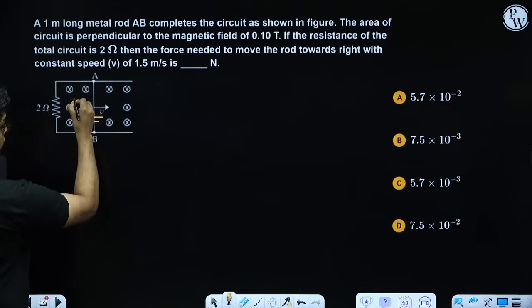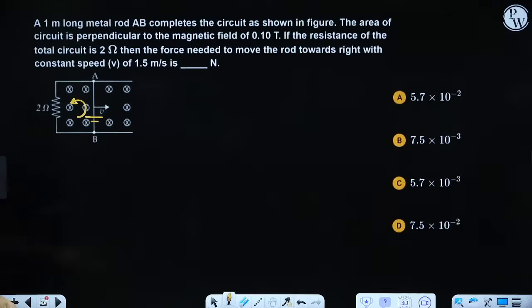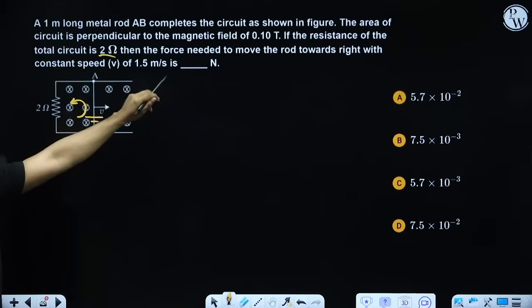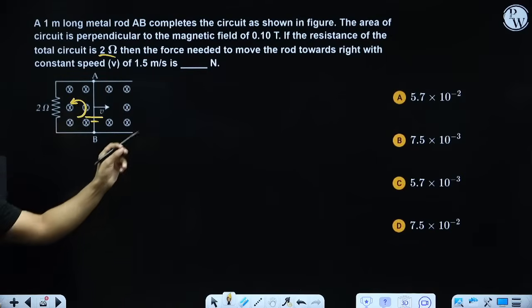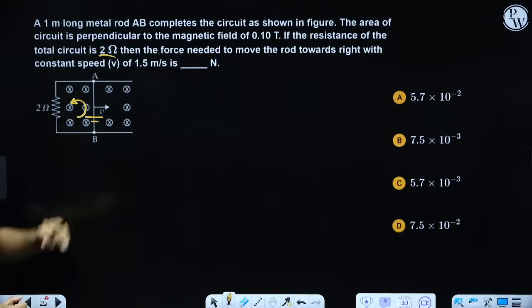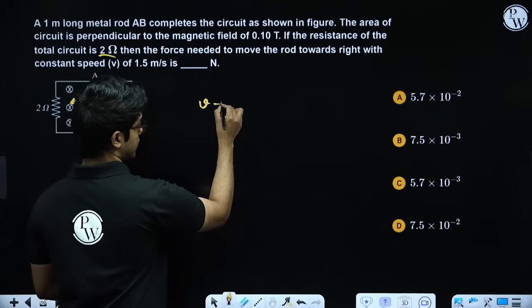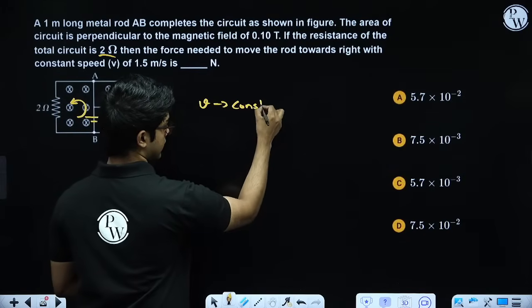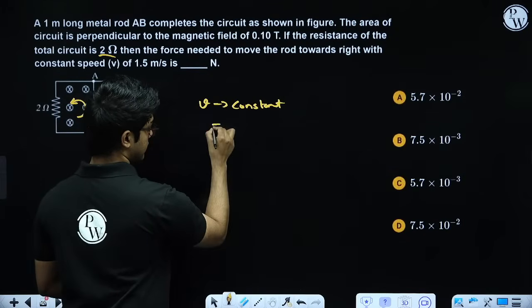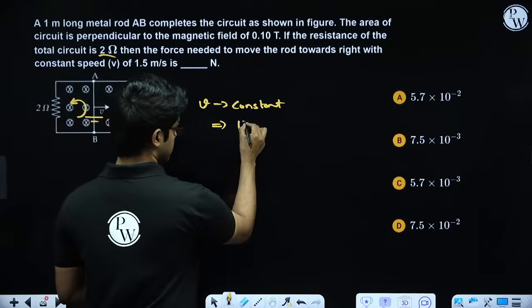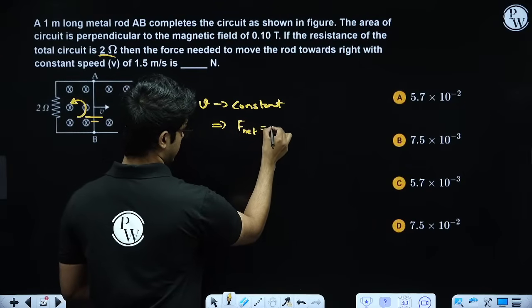And there will be counterclockwise current like this. So this is most probably known to you. And then the question is, the resistance is given. The question is, what is the force that we need to move the rod with constant speed? Okay, so constant speed. If speed is constant, then this of course directly means zero acceleration. And what does zero acceleration mean? The net force is zero. Okay, F net is zero.